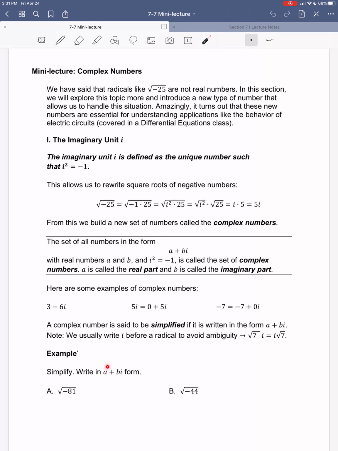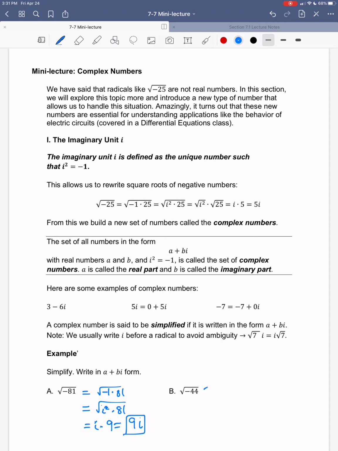So to start with here, let's just write these in a plus bi form. What I essentially do with this is I say this is just negative 1 times 81. So that's i squared times 81. But then that would just be i times 9 or 9i.